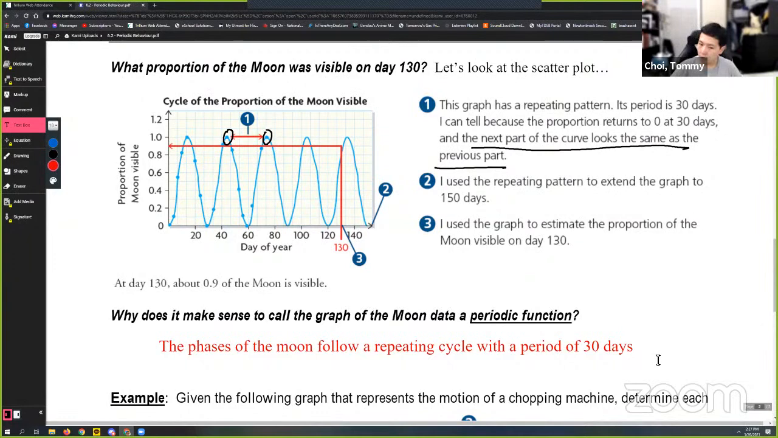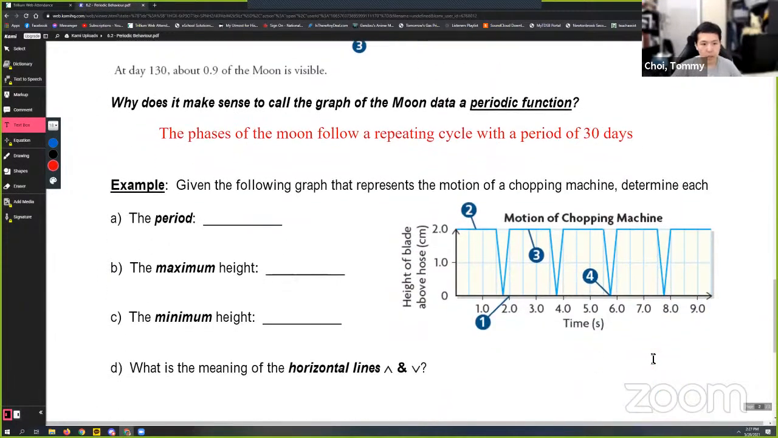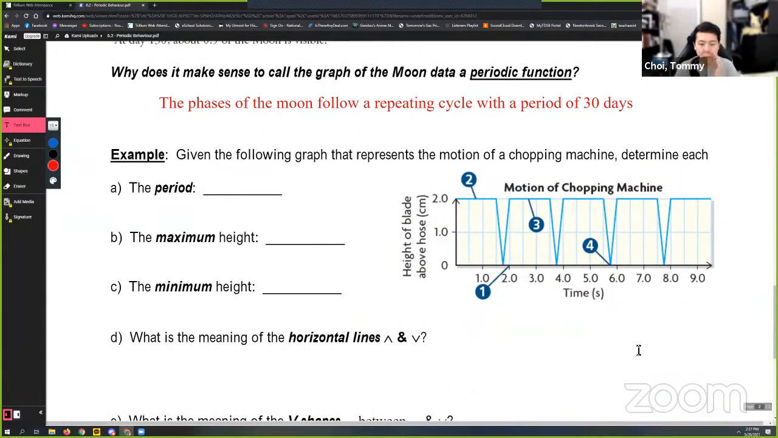Okay, let's continue onwards here. So let's say we're given an example of a graph. This is the motion of a chopping machine. I don't know what it's chopping. You can imagine it yourself, whether you're looking at a Slap Chop or an industrial chopping machine, your choice.